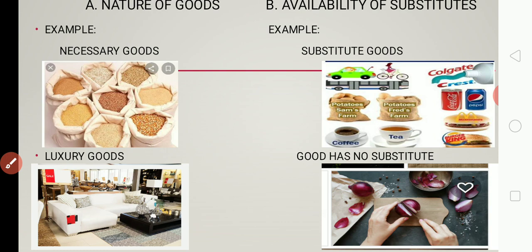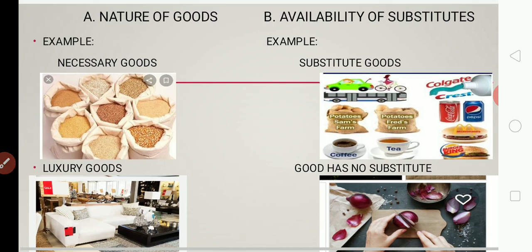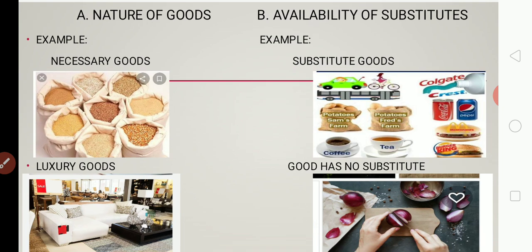And the second factor which is determining the price elasticity of demand is availability of substitutes.